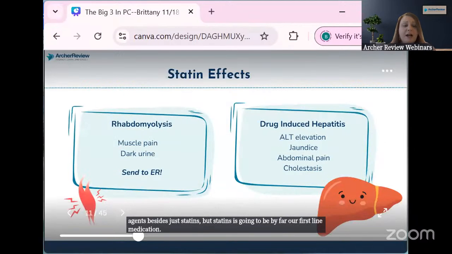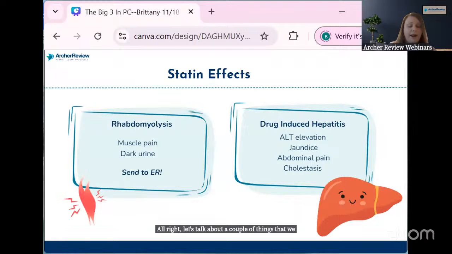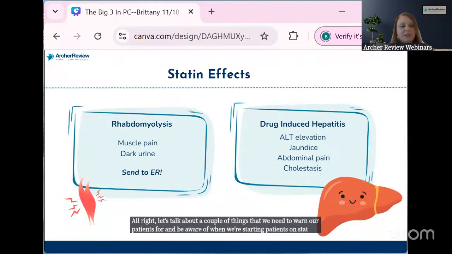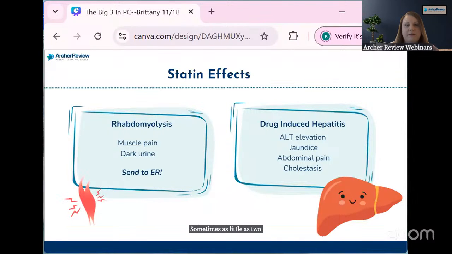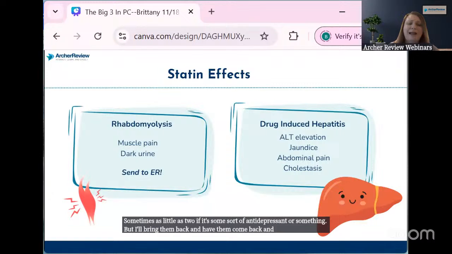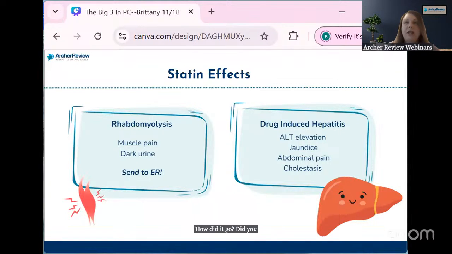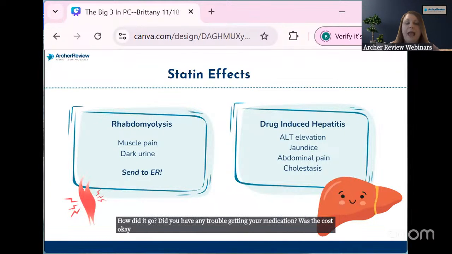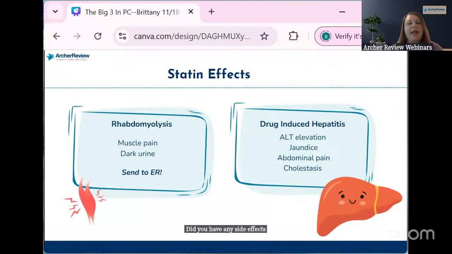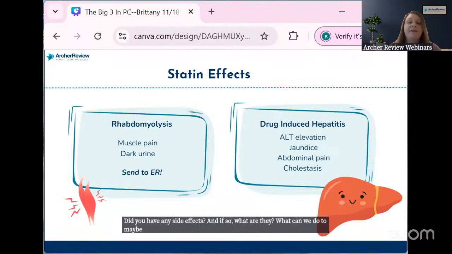All right, let's talk about a couple of things that we need to warn our patients about and be aware of when we're starting patients on statin therapy. Normally when I start a new medication on a patient, 9 times out of 10, depending on what it is, I will bring them back in about 4 to 6 weeks, sometimes as little as 2 if it's some sort of antidepressant or something. I'll have them come back and follow up with me in the office, and I just want to have a conversation with them. Hey, how did it go? Did you have any trouble getting your medication? Was the cost okay? Yeah, okay, good. How about your side effects? Did you have any side effects? And if so, what are they? What can we do to maybe mitigate some of those side effects?